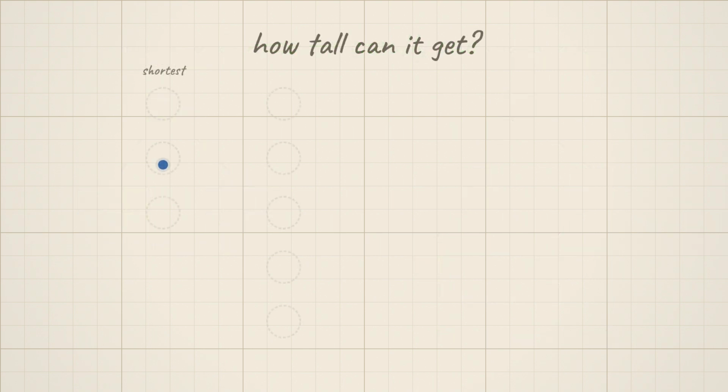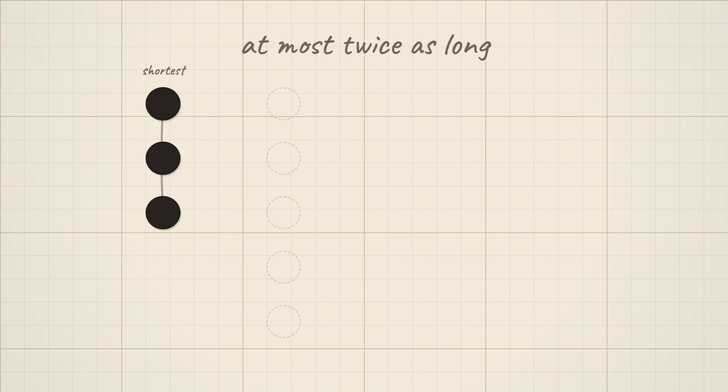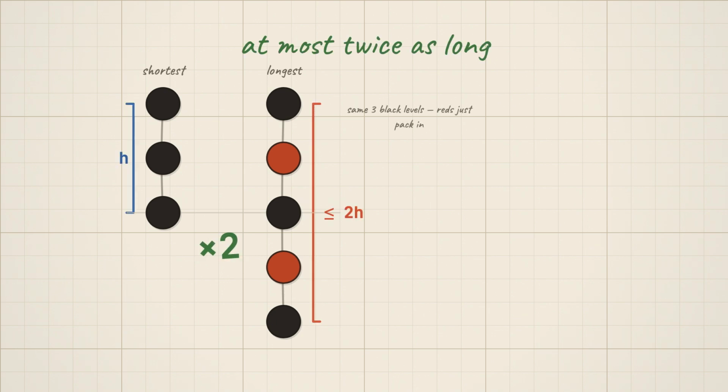How tall can the binary representation become? A short route may contain only black nodes. A longer route may contain 1 red node between black nodes. But it can never contain 2 red nodes in a row. So for the same number of real black levels, the binary route can become at most roughly twice as long. The original wide tree has logarithmic height, so this binary representation also has logarithmic height.